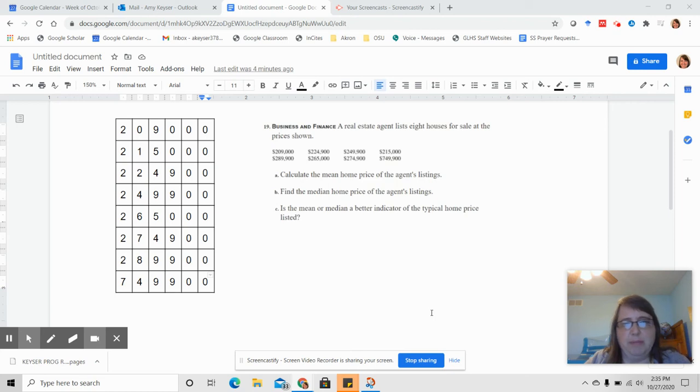So today we're going to talk about mean, median, and mode. We have this question: business and finance, a real estate agent lists 8 houses for sale at these prices. There is no mode here.